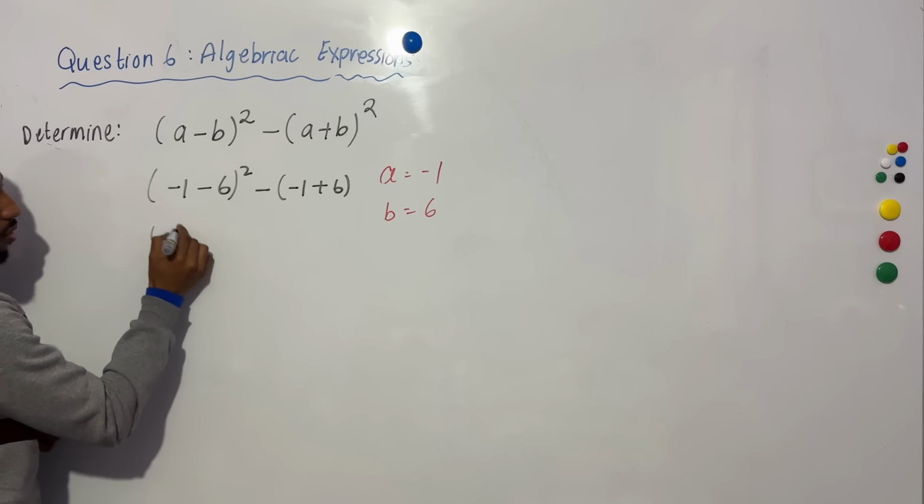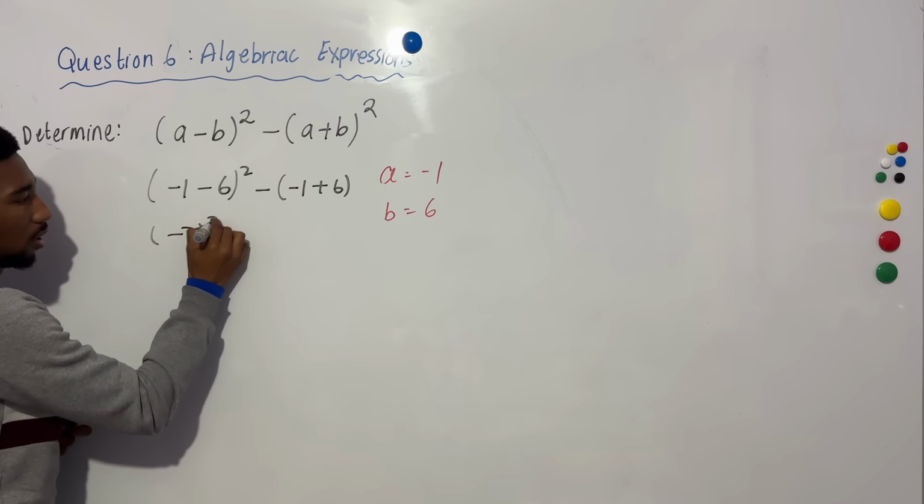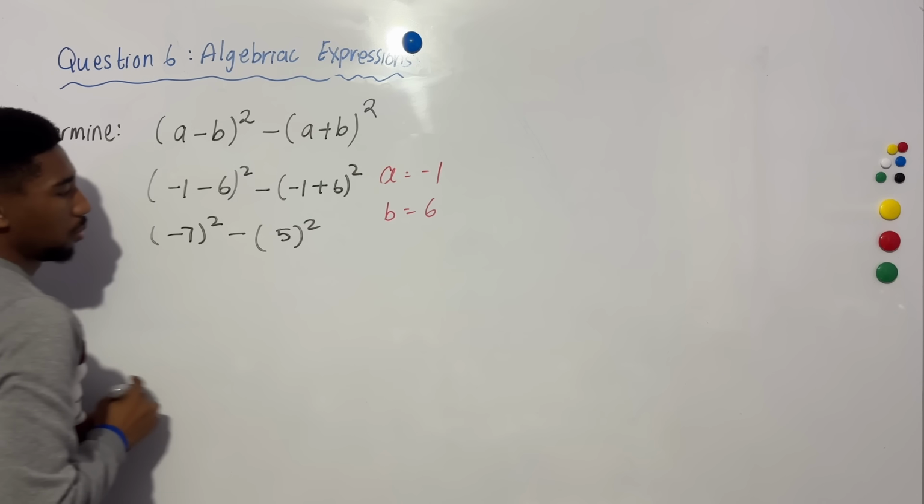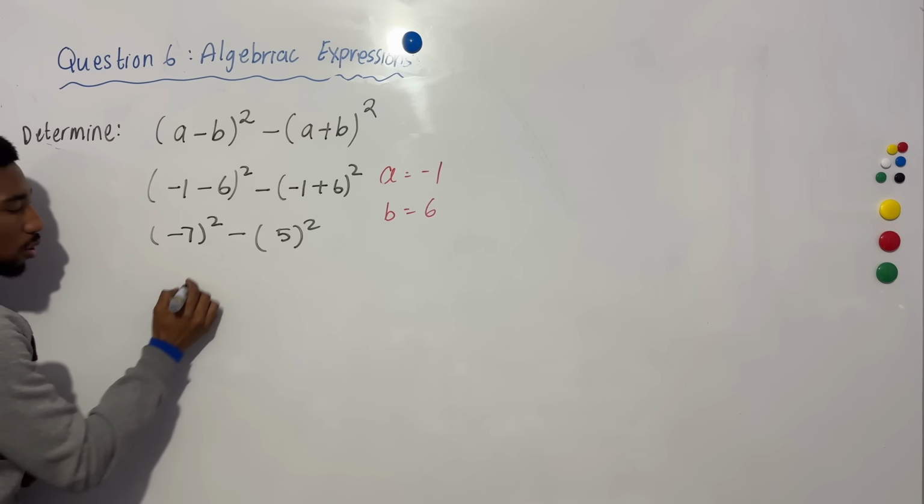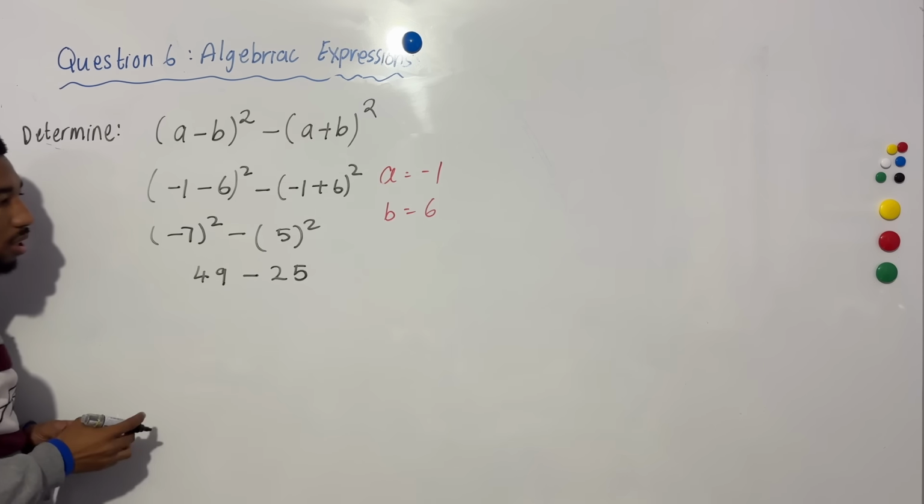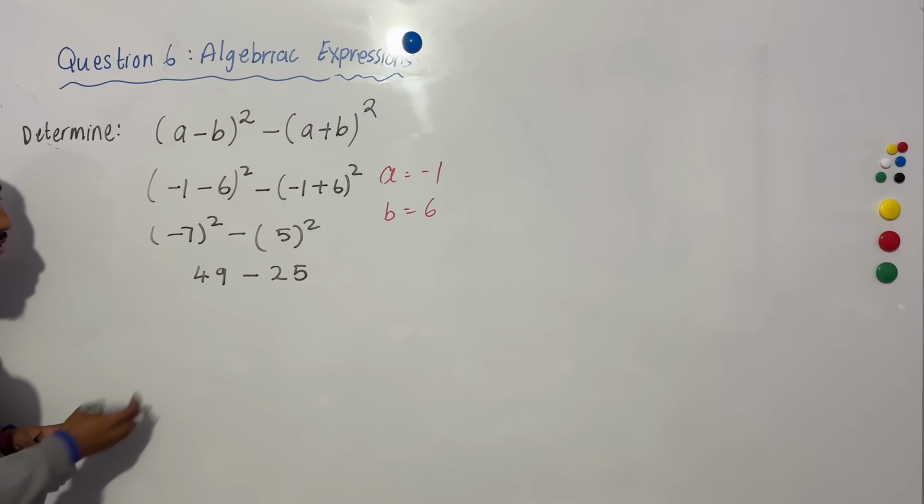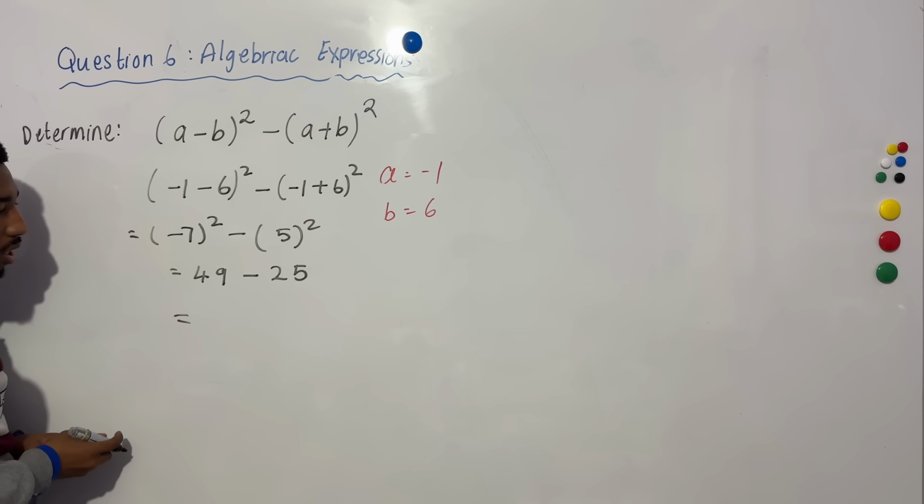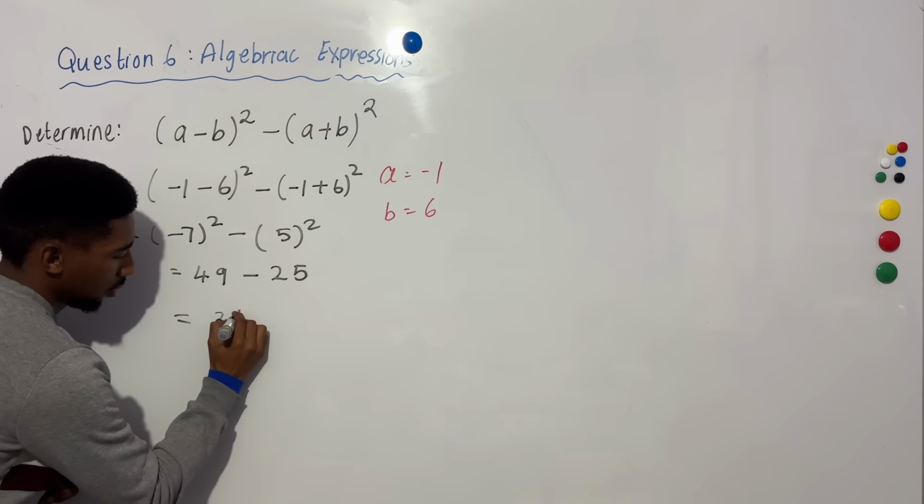So first I have to evaluate the brackets. That's minus 7 squared minus, that's 5 squared. Minus 7 squared is equal to 49, minus, that's equal to 25. So I have 49 minus 25, that's equal to 24.